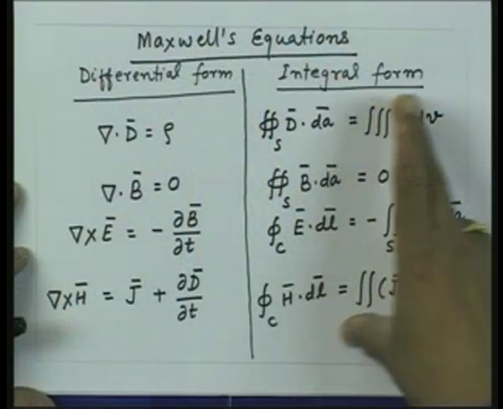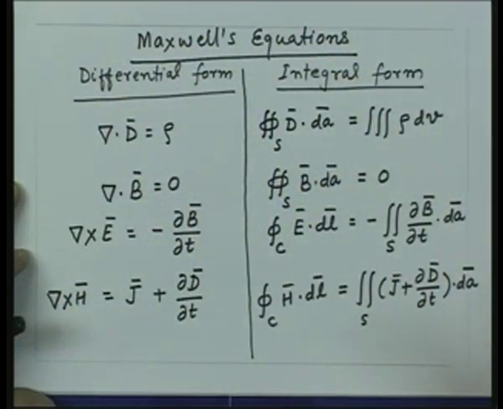So, the same set of equations when written in differential form give you what is called point relations. These relations are valid at every point in space. The equations in integral form, when applied to the discrete media interfaces, give you what is called the boundary conditions.